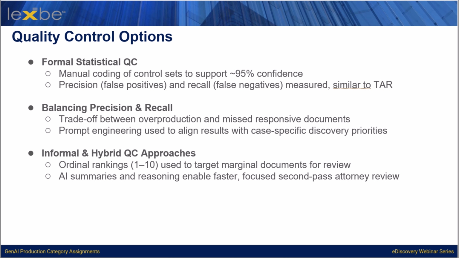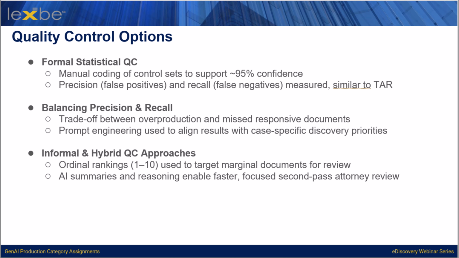If a more informal QC process is used, then the ability of GenAI models to return ordinal rankings on a 1 to 10 scale can be used to confirm with a manual review of the selected documents at each level that the prompt is doing what it's designed to do. The documents at the margin of what's responsive, for example, maybe an 8 and above on a 1 to 10 scale, can be reviewed in greater detail as part of a quality control process.